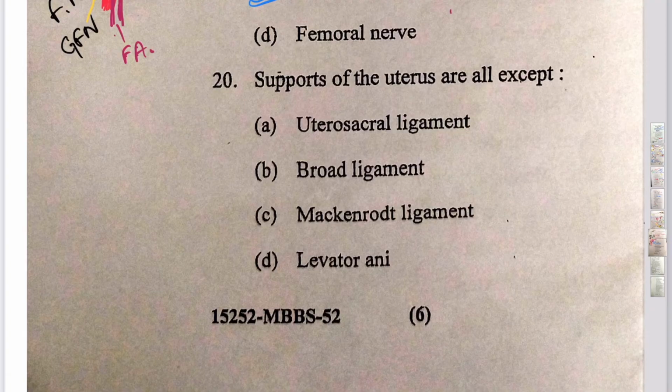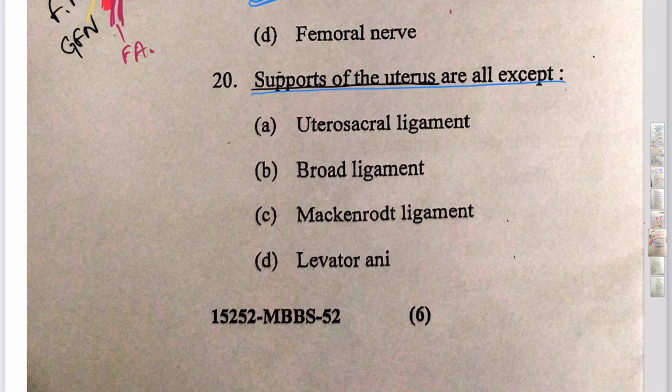Question number 20. Supports of the uterus are all except: uterosacral ligament, broad ligament, Mackenrodt's ligament, levator ani. Because it's a big topic, you need to learn them all. This is equally asked in obs-gynae exams as well. So you need to know about the supports of the uterus. So let's talk about supports of the uterus.